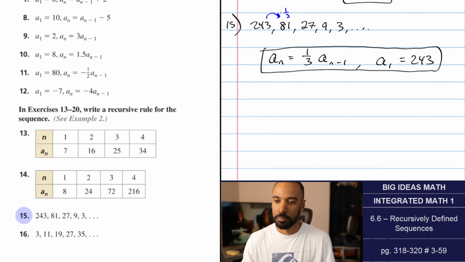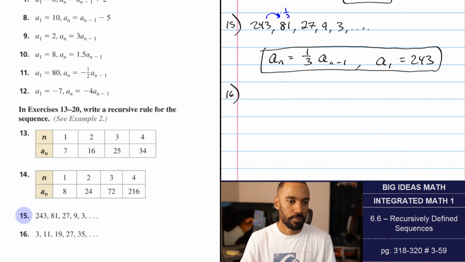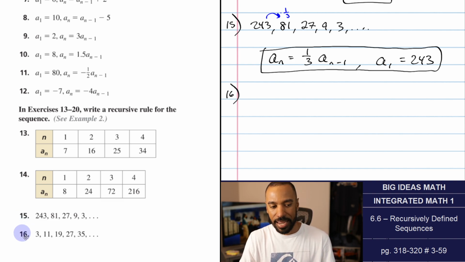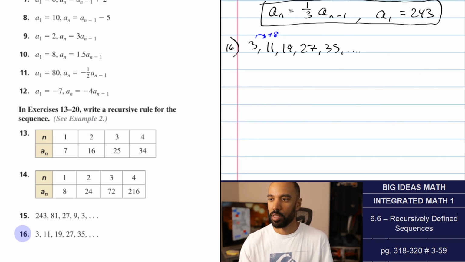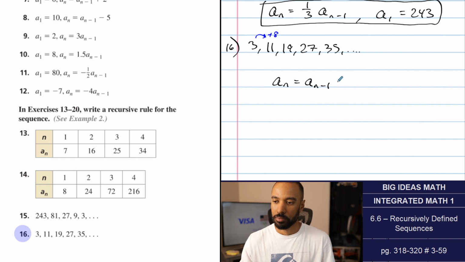Number 16. Looks like we're adding 8 each time, and our first term being 3 means we can write this recursive rule just fine. So plus 8 from one term to the next, that's our common difference. So our rule is we take the term before and add 8 to it. Our first term was 3.